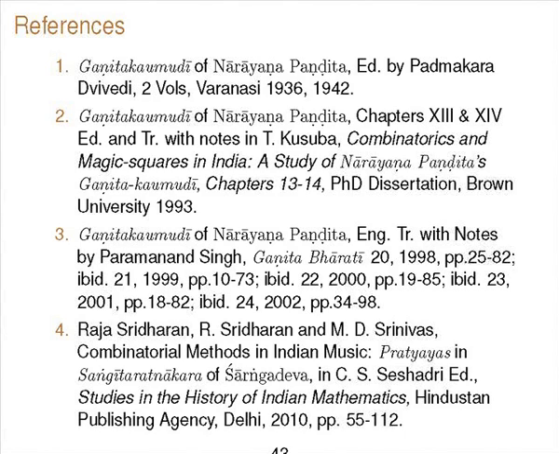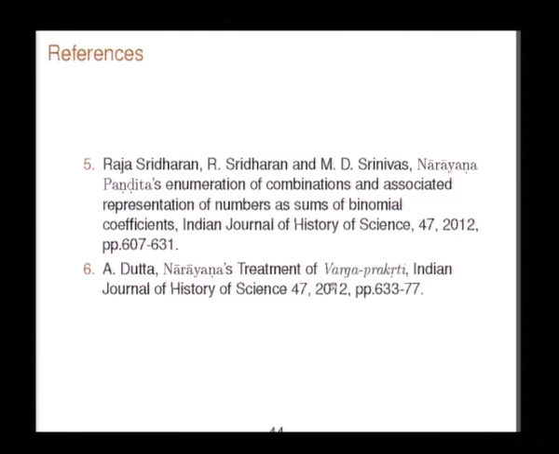So Ganitakaumudi was edited by Padmakar Dwivedi in 1936 and 42 in 2 volumes. These combinatorics and magic square chapters were extensively studied by Kusuba in a thesis from Brown University under Professor Pingree. It has been translated by Professor Parmanand Singh in issues of Ganita Bharati. It is a good introduction to understanding. Then there are some articles on particular topics.